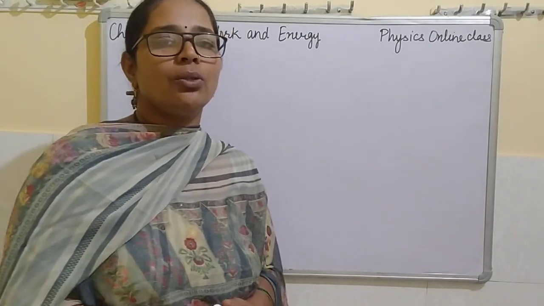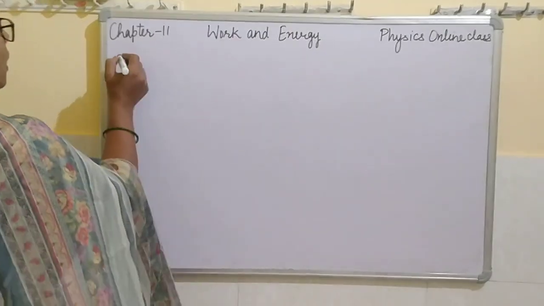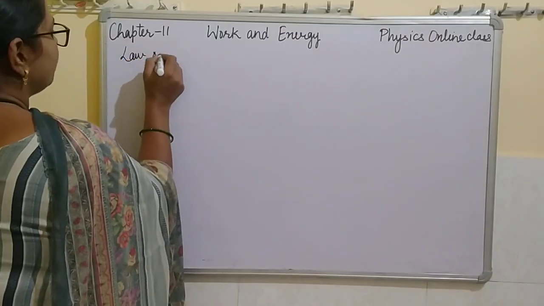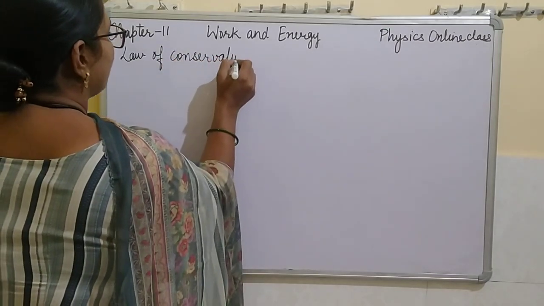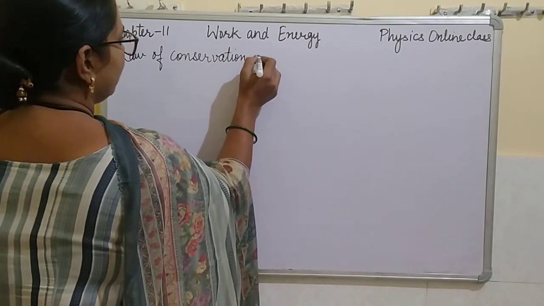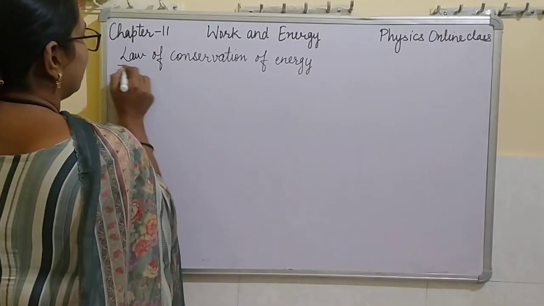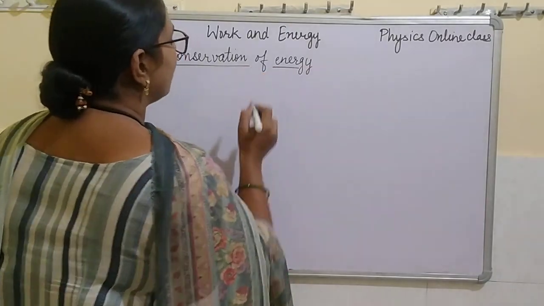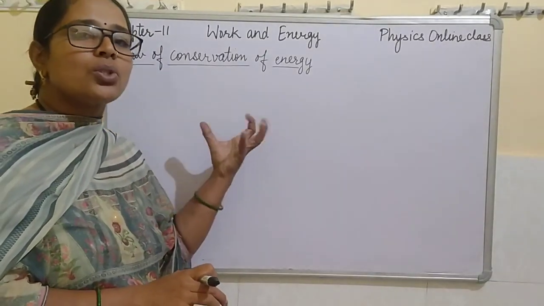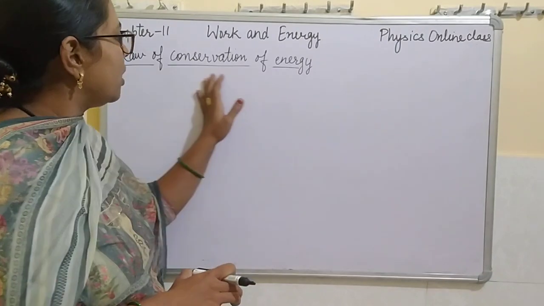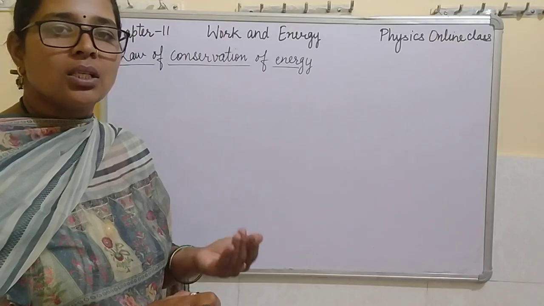In this video, we will continue our chapter 11, and the next topic is law of conservation of energy. Students, this is a very important topic in every aspect. So, listen to it carefully. Law of conservation of energy. What do you mean by conservation? Conservation means constant, fixed. So from here we get an idea that the total energy of a body remains fixed.